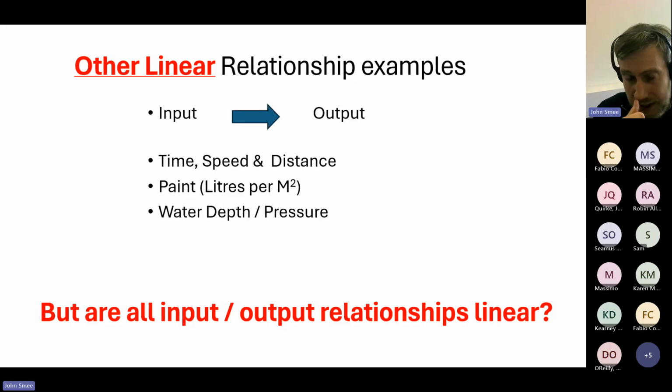Are all input-output relationships linear? So if we're putting something into a system, whatever that system might be, a machine, a mechanism, a pump, is the output from that, can it be predicted in a linear fashion in the same way that all these can? And the answer, of course, to that is no.